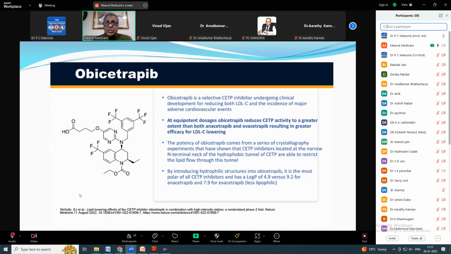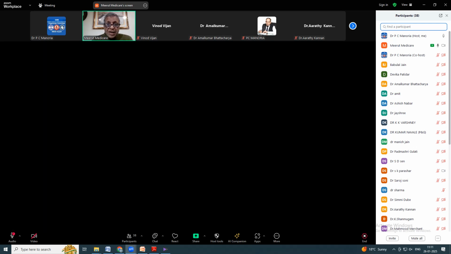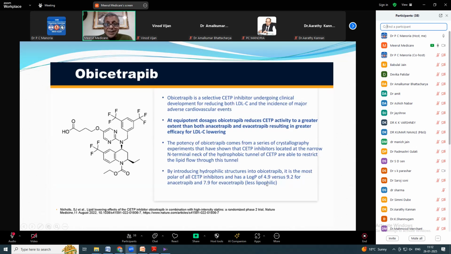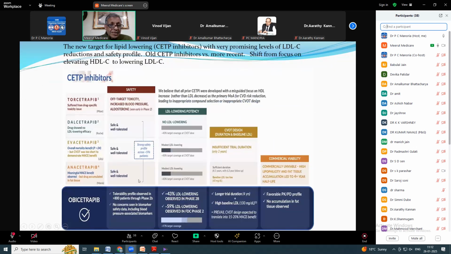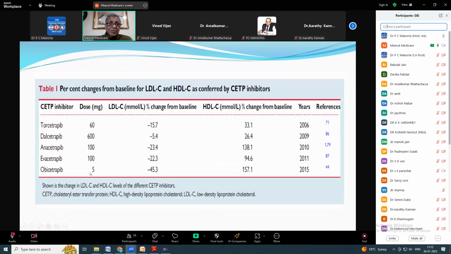Obicetrapib is a new CETP inhibitor. It is hydrophilic, unlike anacetrapib. It is not deposited in fatty tissue. It has a faster clearance. And just to give you a simple holistic view, obicetrapib is the most powerful CETP inhibitor and may reduce LDL by almost 2 millimoles. So this is why this drug is a point of interest.